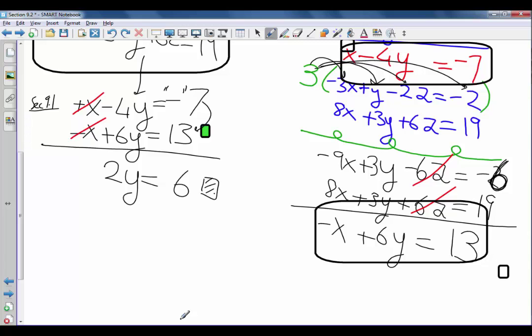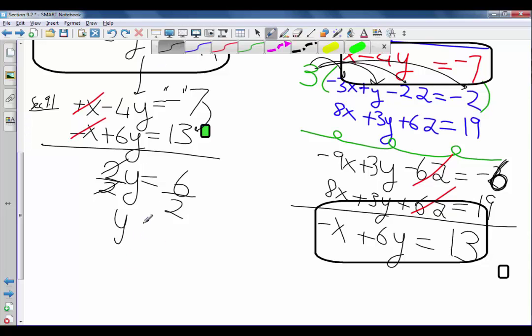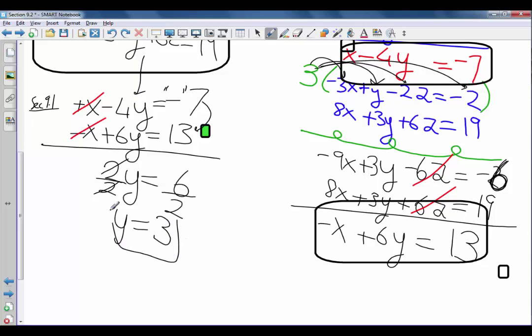Correct? Okay, now how do you solve for y? Divide by 2. And you need to divide that box by 2 as well. No, I'm kidding, I don't want to confuse you. It's just something left over from my earlier work. So 6 over 2 is 3.